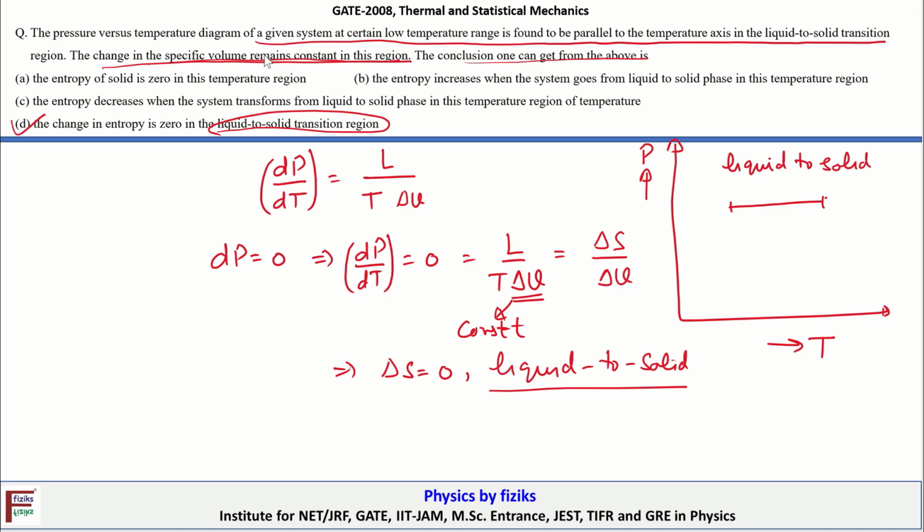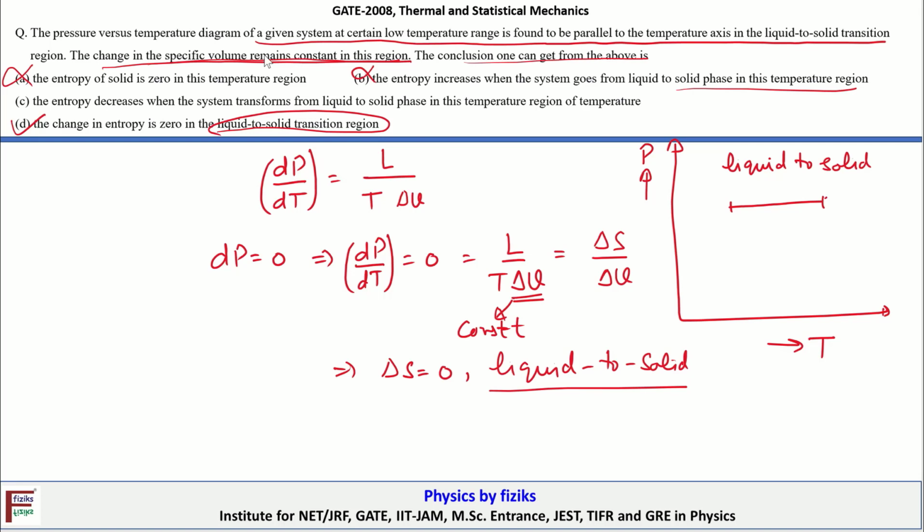The entropy of a solid is 0 in this temperature region, because we are not talking about only the solid, but a liquid to solid transition, so therefore option A is incorrect here. Option B says the entropy increases when the system goes from liquid to solid phase in this region, which is not true, as we notice that L by T delta V is equal to 0, so entropy couldn't increase here.